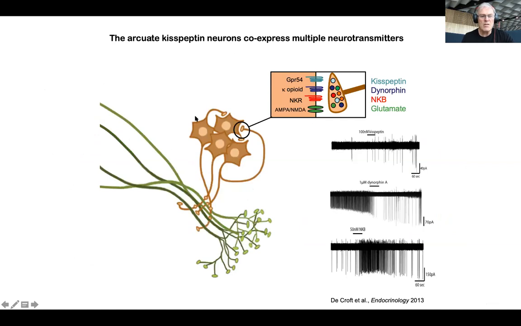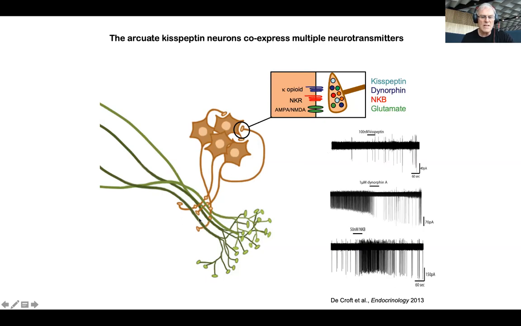So kisspeptin neurons, or the KNDy neurons, as we know, have kisspeptin, dynorphin, NKB, and glutamate in them. We know from making recordings of these cell bodies that they actually express NKB. Here's a recording that Simon de Croft made many years ago now, showing NKB activating the kisspeptin neuron. Here's dynorphin inhibiting that cell. And interestingly, kisspeptin has no effect whatsoever. So the complement of receptors here is probably something like this. There's no kisspeptin receptor, but there's this signaling going on, and it may well be that this is involved in the synchronization of these cells.